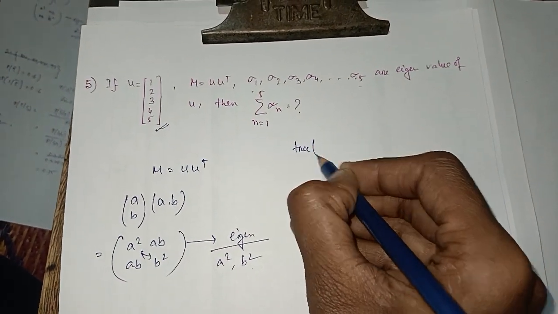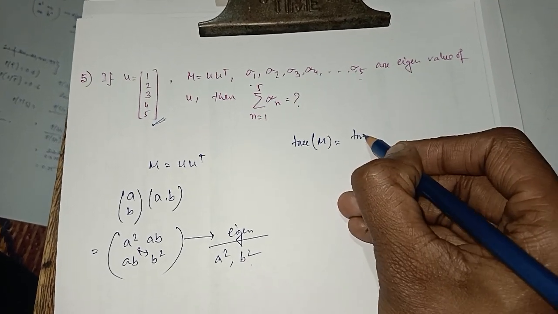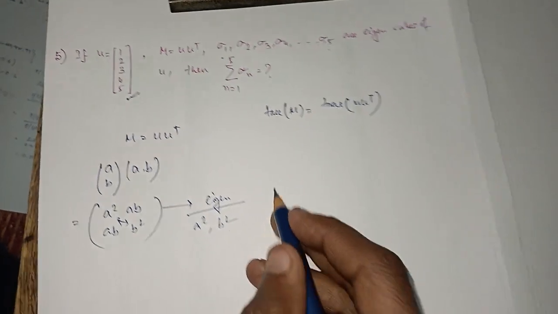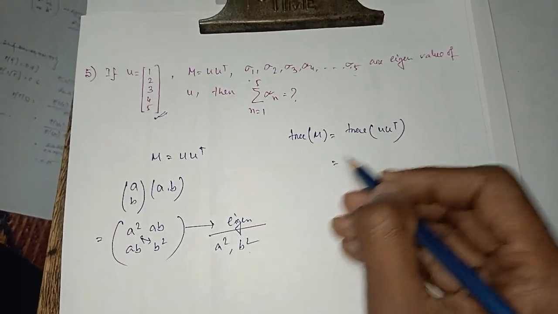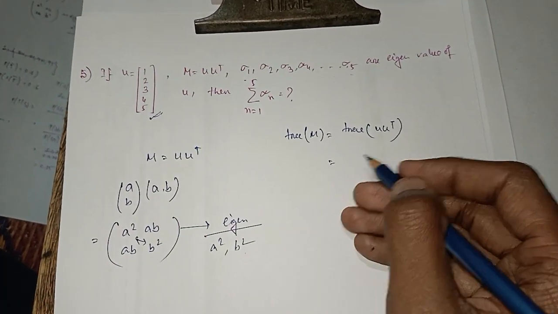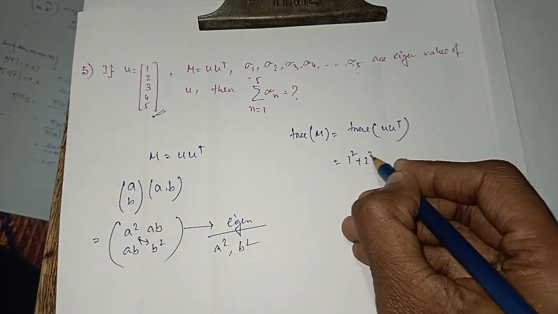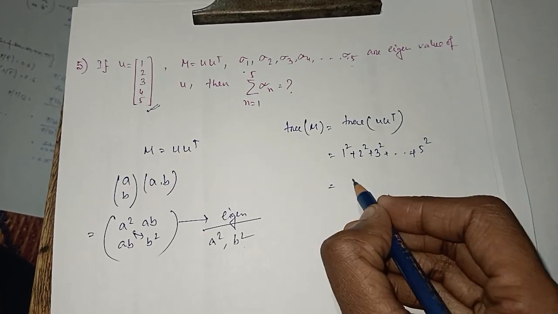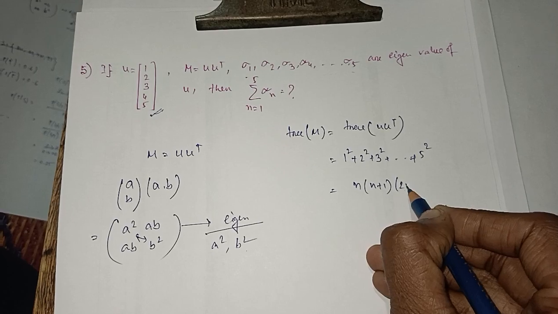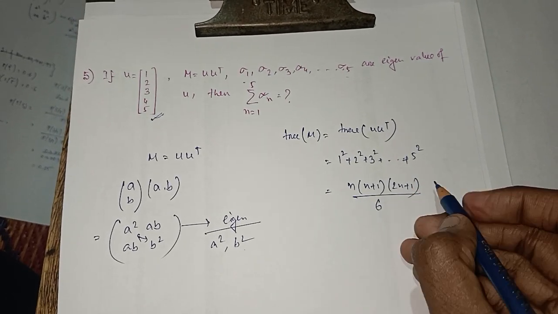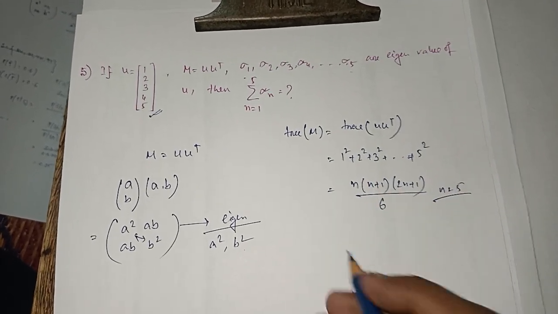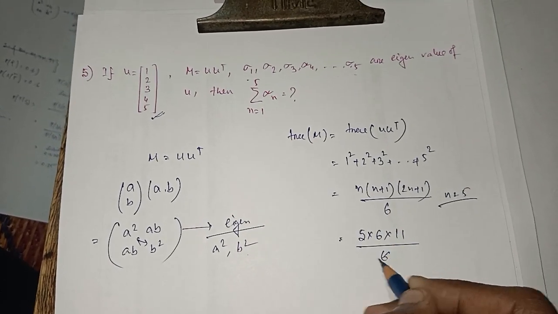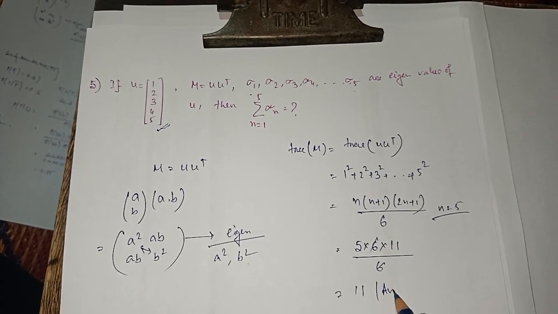So we can find that the trace of the matrix is equal to the trace of u u transpose. So the trace of u u transpose is the sum of the squares of the diagonal elements. So we get 1 square plus 2 square plus 3 square up to 5 square. We can use the basic formula n into (n plus 1) into (2n plus 1) upon 6. Putting n as 5, we get 5 into 6 into 11 upon 6. So the answer of the given question is 11.